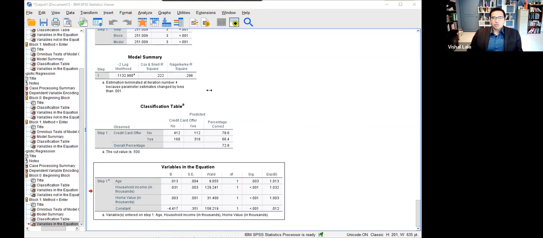So our equation as such would look something like this then. It's messy looking. Natural log of p divided by 1 minus p equal to minus 4.417 plus 0.13 times age plus 0.003 times home. That's our equation then of the logistic regression model.